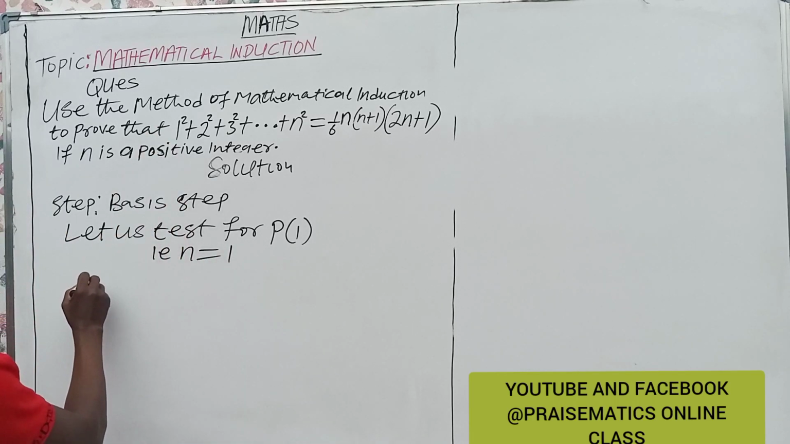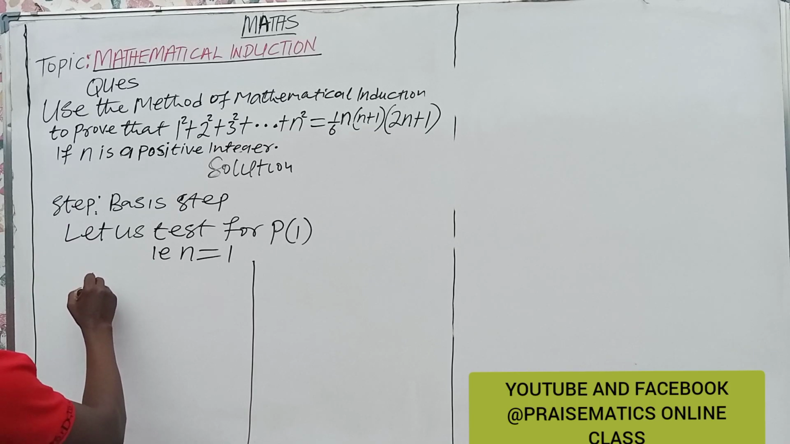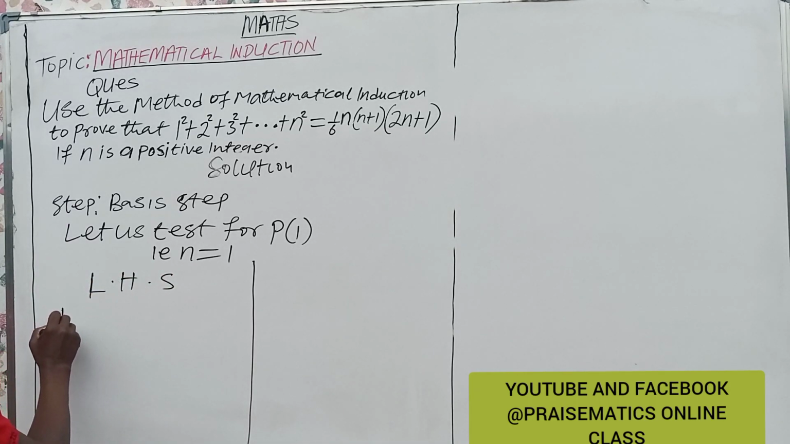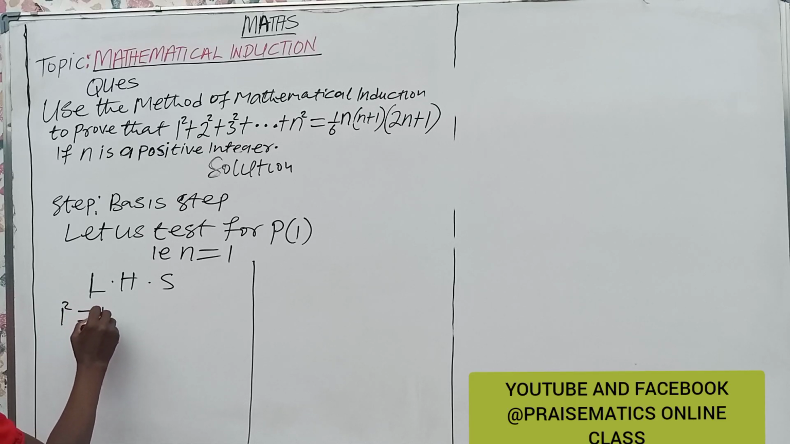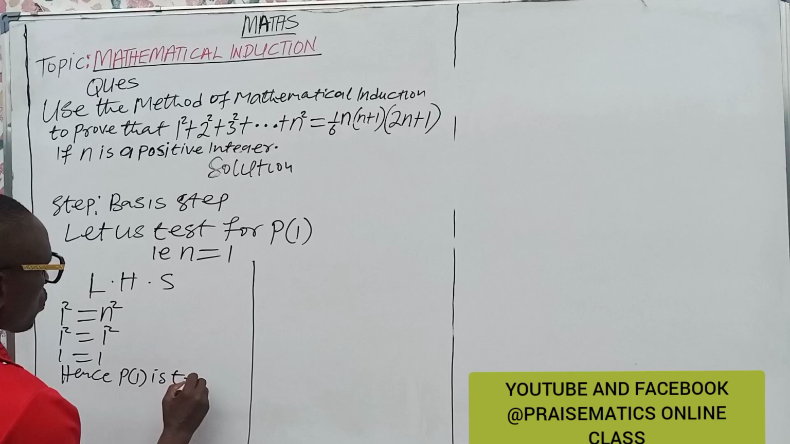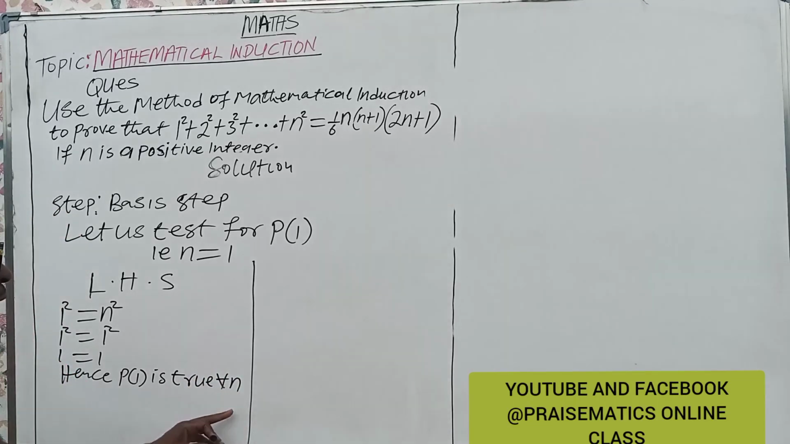From this equation you can pick. Let's divide this thing like this. Here is the left hand side. Now we pick 1 square. Is it equal to n square? 1 square, when n is 1, is 1 square. So 1 is equal to 1. Hence, P of 1 is true for all positive integer n.